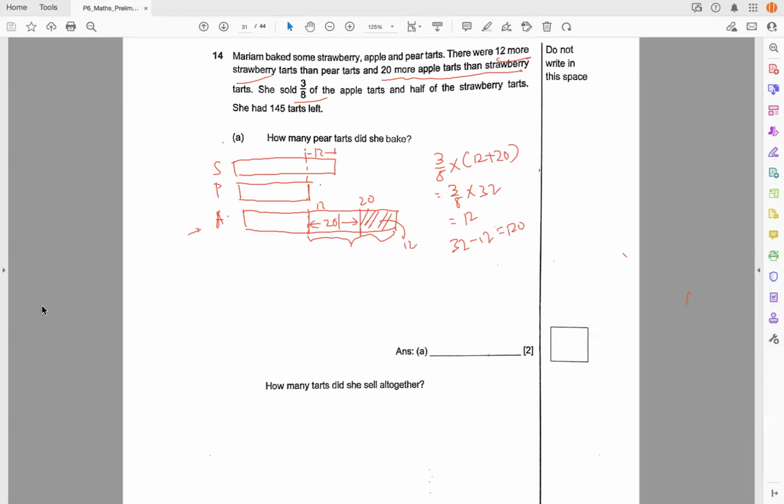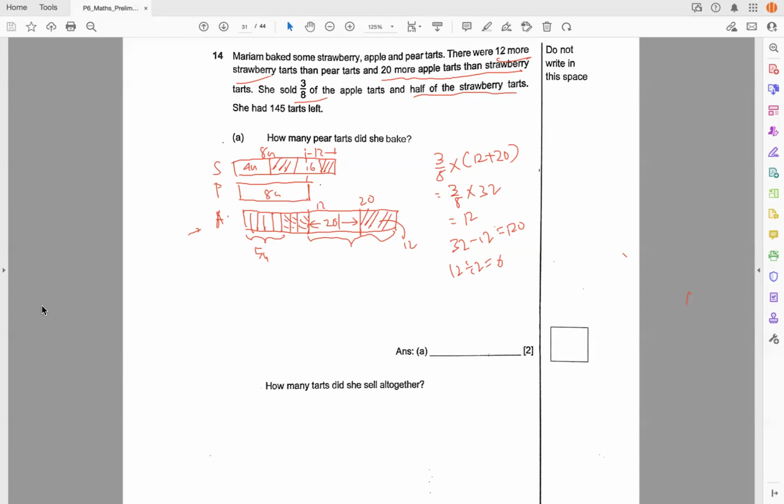3/8 from this portion, and then there's 3/8 from this portion also. Kind of 8 parts. 3/8 here. So you're left with 5 units. Okay? So these 8 units, and this is also 8 units. The question says that half of the strawberry tarts were also sold. Half of the strawberry tarts means 4 units here. You're left with 4 units. Half over here, you're left with 6. 12 divided by 2, 6.